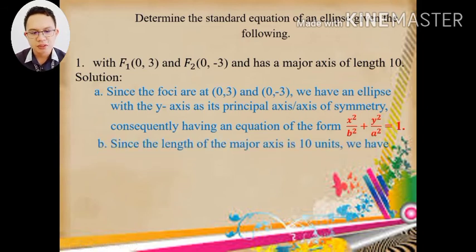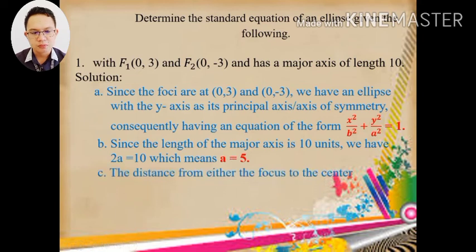Since the length of the major axis is 10 units, we have 2 times a is equal to 10, which means a is equal to 5. How did a become 5? Divide both sides by 2, the 2 cancels, and the answer will be 10 divided by 2, which is 5. So the distance from either focus to the center is 3, so c is equal to 3.